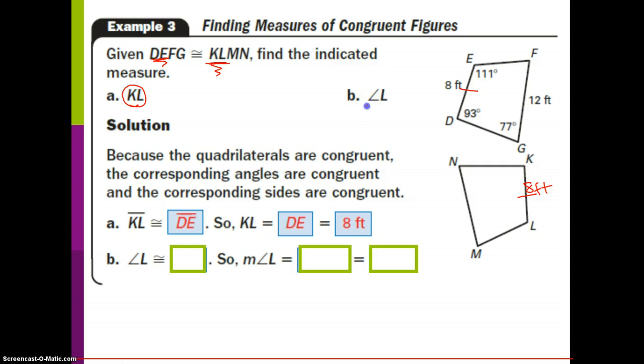Find the measure of angle L. Well, here's angle L, it's the second letter, so the second letter is E. E is 111. Because angle E and angle L are the same, angle L is also 111 degrees.